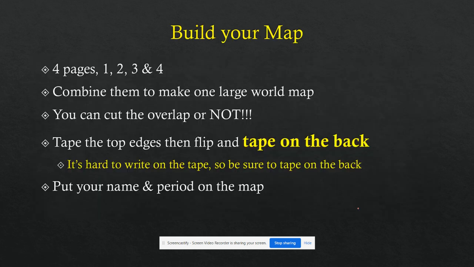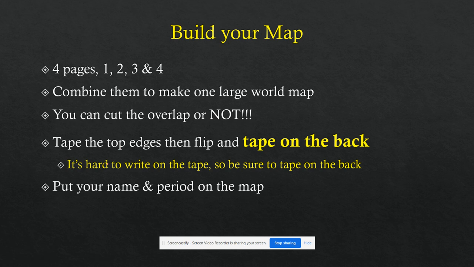All right, building your map. This is a tough part. You're going to get this right. I've got a couple pieces of advice. First of all, you're going to use 4 pages. Basically, it's a large map. It's 4 regular sized pieces of paper put together to make one big map. Combine them to make one large map. You can cut the overlap or not. There's a little overlap. I'll show you the picture in a second.